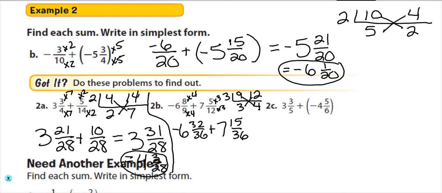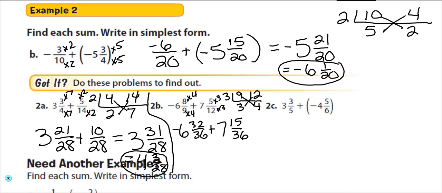All right, so this is where it kind of gets a little bit weird here. What we actually need to do is look at the sign rules and say, do I have same signs or do I have different signs? And the answer is I have different signs. So I actually need to subtract these, okay? So can I do 6 minus 7? No. Can I do 7 minus 6?